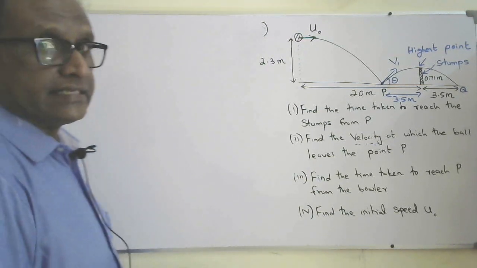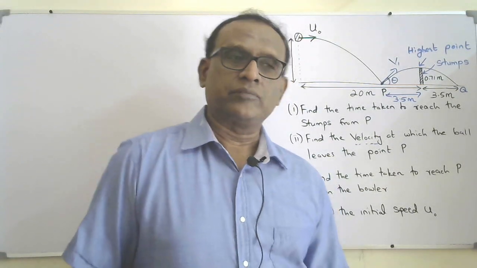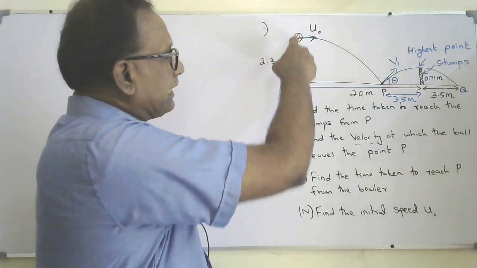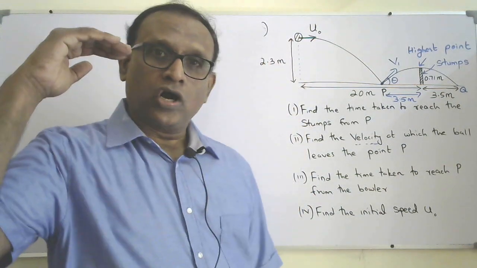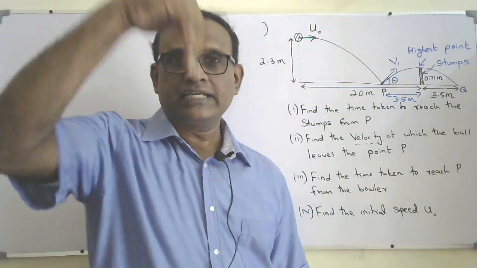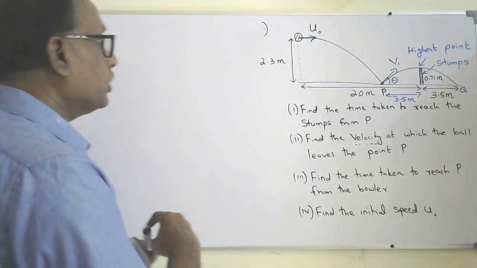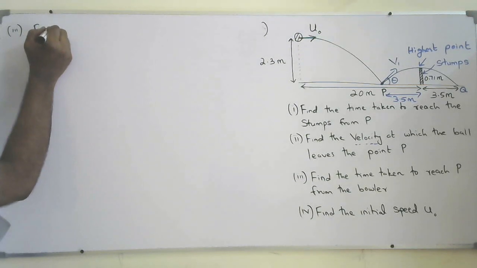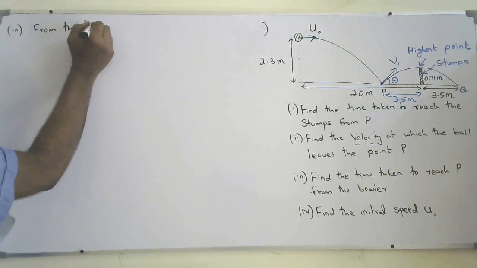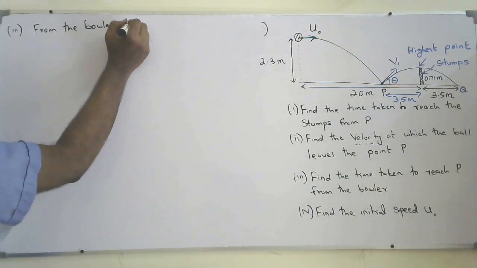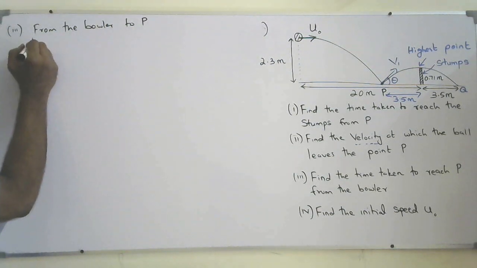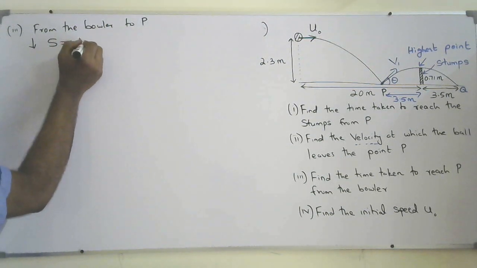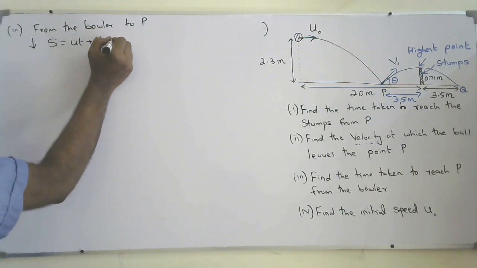Okay, third part, find the time taken to reach the point P from the bowler. So that is the vertical displacement, 2.3. The ball was released horizontally, so its initial vertical velocity will be equal to 0. So for the third part, from the bowler to P, I'm going to use vertically downwards, S equal ut plus half at squared.